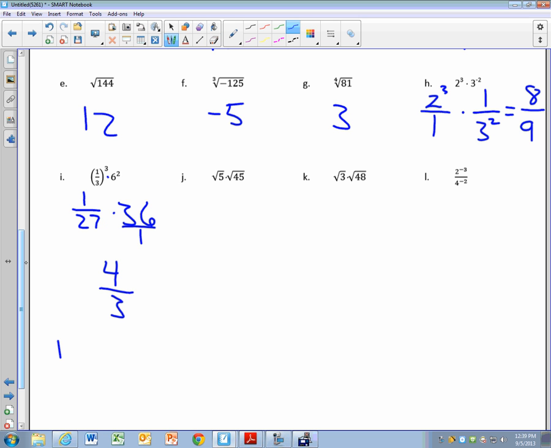Okay, so now I got the square root of 5 times square root of 45. So you have options for how you want to do this problem. Generally, there's two ways that people choose to do this problem. When you first see that and you want to simplify it, what would you like to do? Okay, you want to break the 45. That's the way everybody said so far. So we'll do that. Square root of 5 times the square root of 9 times the square root of 5.